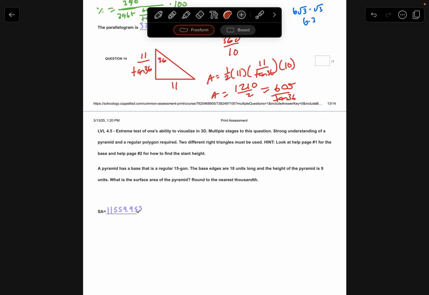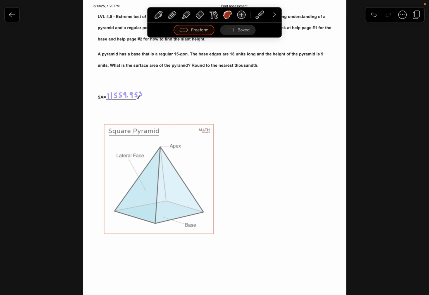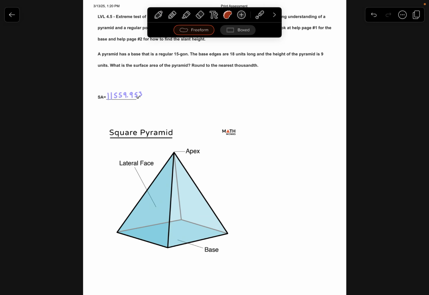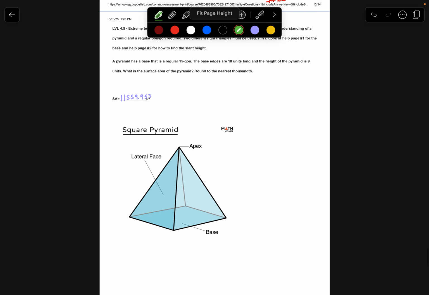So I'm going to paste that in. So here's my square pyramid. Now this is not the pyramid we're working on, but we need to know a few things. It says the base edges are 18 and the height of the pyramid is 9. What is the surface area of the pyramid?